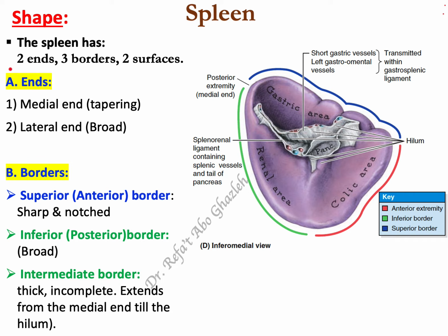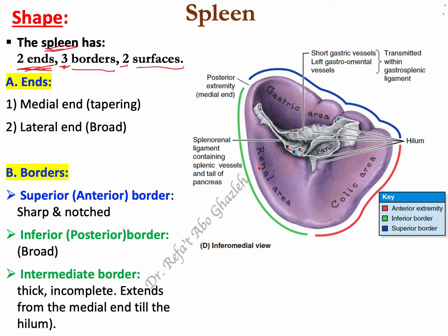Hi everyone, in this tutorial video I'm gonna talk to you about the gross anatomy of the spleen. Let me start by saying this. The spleen, guys, has two ends, three borders, and two surfaces. Although I don't like numbers, it's easier to remember. Let us start with the ends of the spleen.